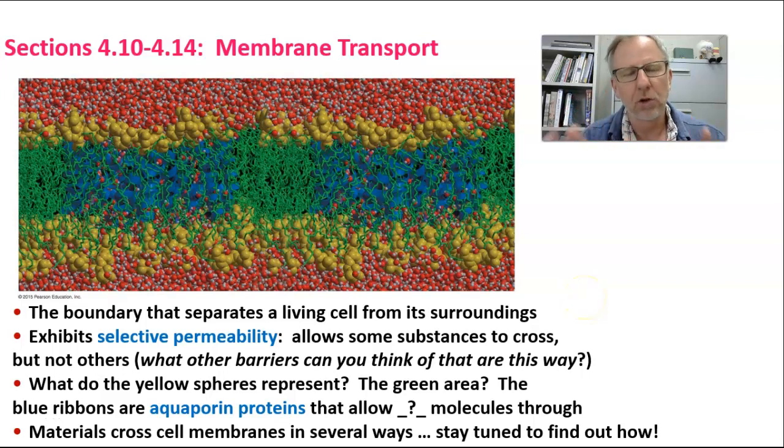Okay, so what we've covered so far in Chapter 4 has to do with cell structure and characteristics, cell size, prokaryotic cells, eukaryotic cells, organelles, extracellular matrix, stuff like that. The latter half of Chapter 4 still focuses on cellular characteristics, but sections 4.10 to 4.14 focus on membranes, cell membranes, and in particular membrane transport, how substances move back and forth across cell membranes. So we're going to tackle that.